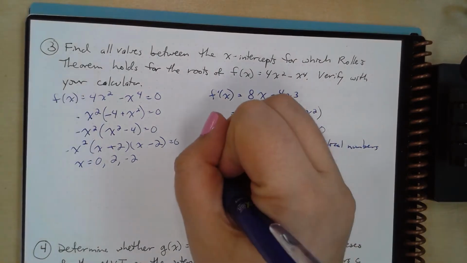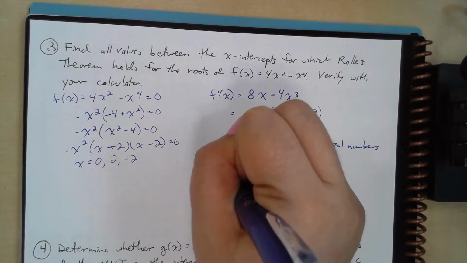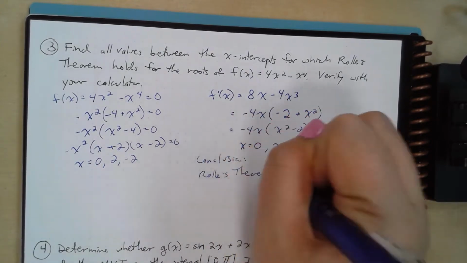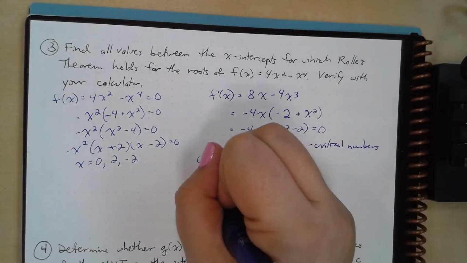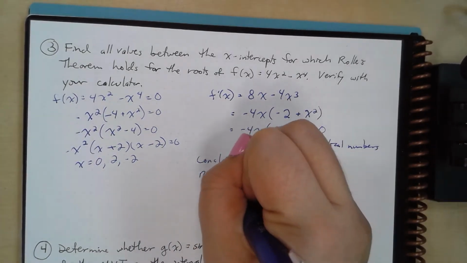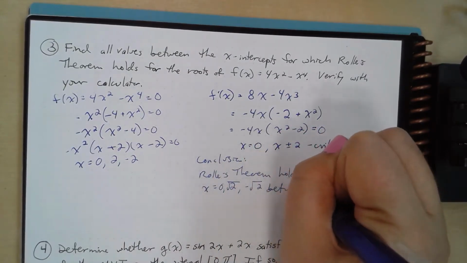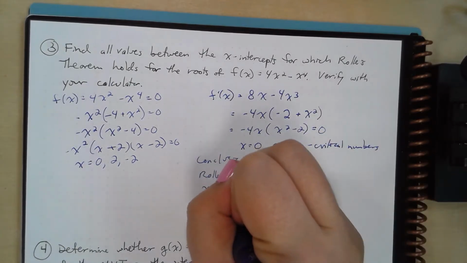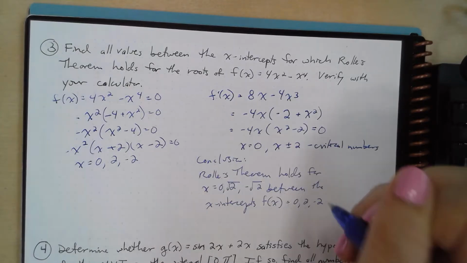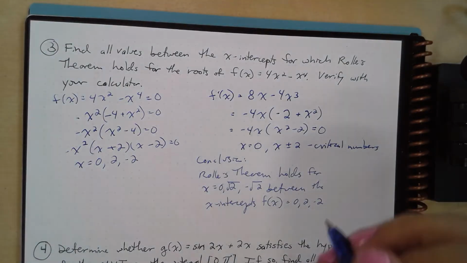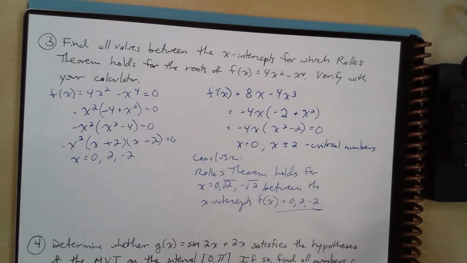So our conclusion is that Rolle's theorem holds for x equals 0, radical 2, and negative radical 2, between the x-intercepts of f of x, which are equal to 0, 2, and negative 2. All right? Good? I didn't write this last part very well, but I think you get the idea.